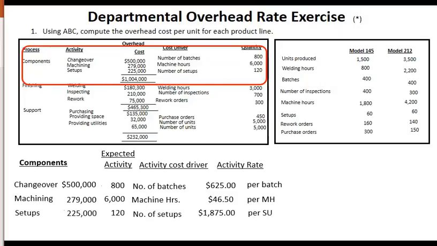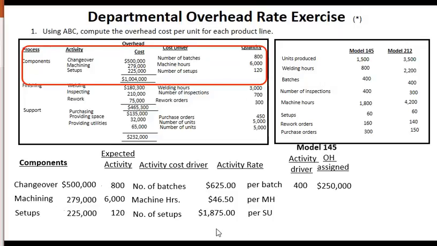The next component then would be setups, $225,000. And the cost driver is the number of setups, and we expect 120 setups. So in this case, we take $225,000 divided by the number of expected setups, and it's going to come up to $1,875 per setup.